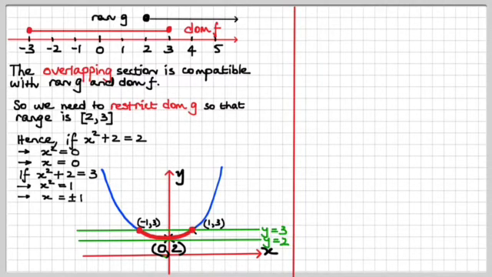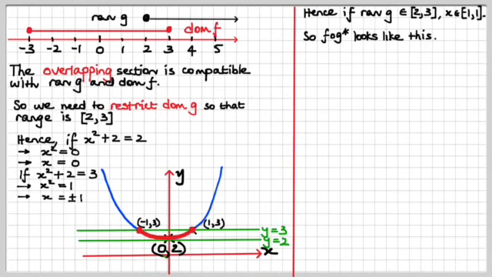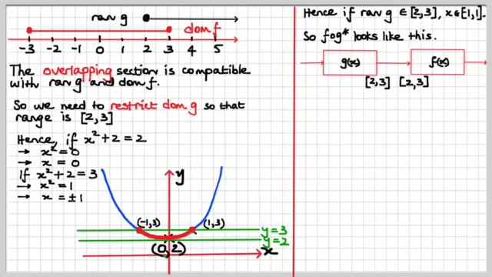Now, what we've got to do now is work out what x values give rise to those y values that we actually want. I think you can see it, can't you? I think you can. So therefore, if the range of G is going to go from 2 to 3 inclusive, then x has got to be, roll the drums, from -1 to +1 inclusive, doesn't it? So therefore, we say, guys, that fog modified, or fog star as I've called it, looks like this. You see, we've got 2 to 3 here, and we've got 2 to 3 there, inclusive, right? So it's now compatible, no problem.